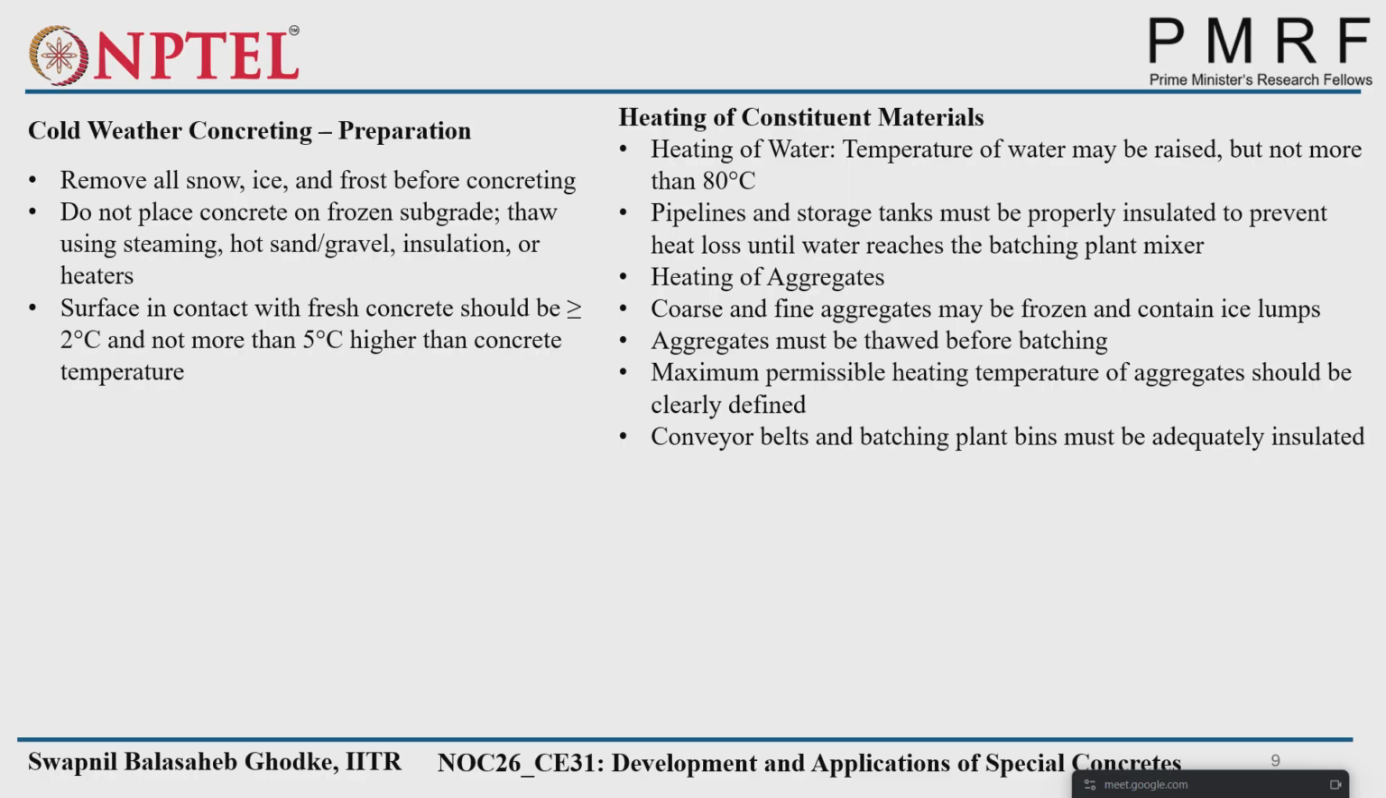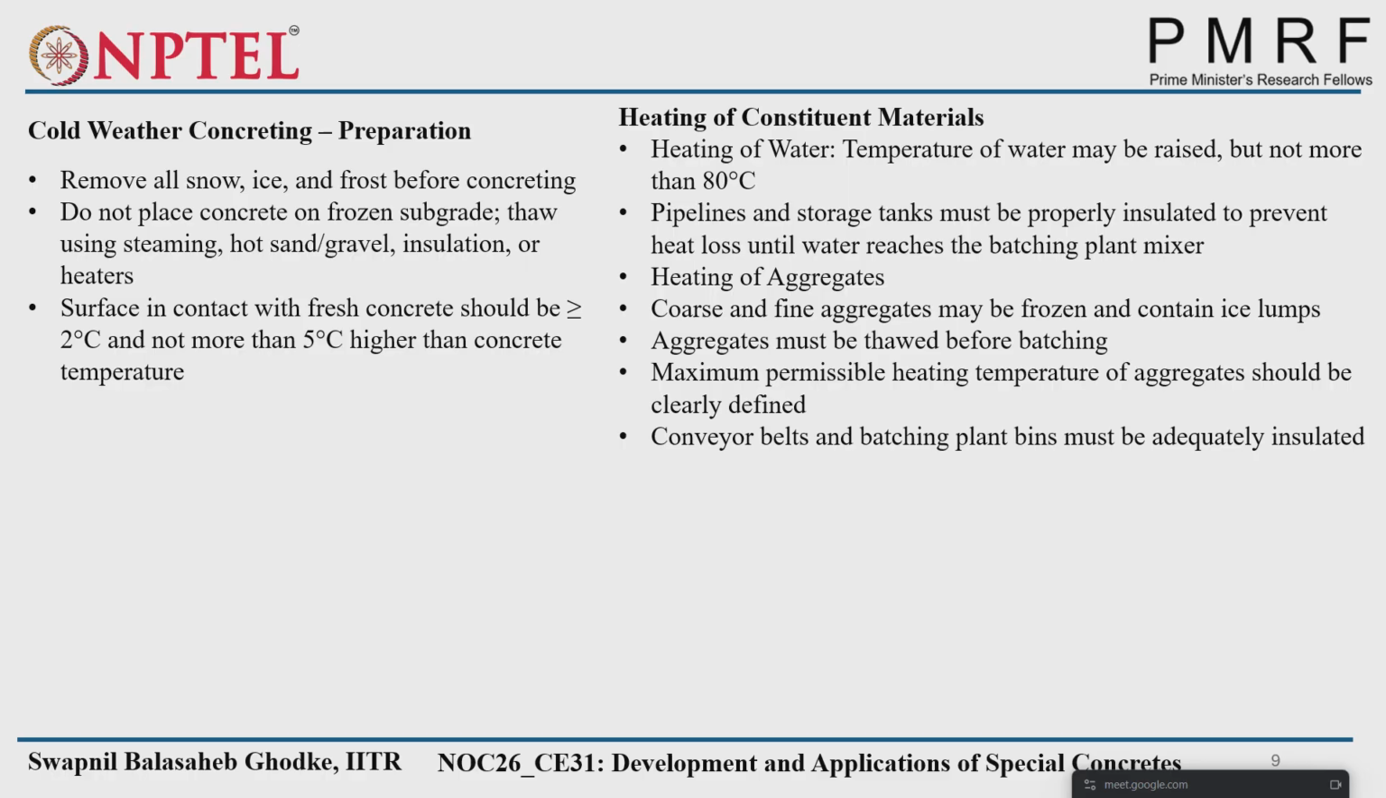Then pipelines and storage tanks must be properly insulated to prevent heat loss until the water reaches the batching plant mixer. Suppose you measure the temperature at the tank and the water is coming through the pipes. Suppose there is more heat loss during that process through the pipe. Then the actual water you get at the batching plant will be at a different temperature from the tank, so whatever calculations you are doing for your constituents will not be proper. So you have to take care of that also.